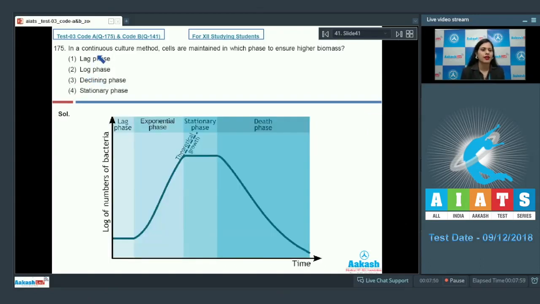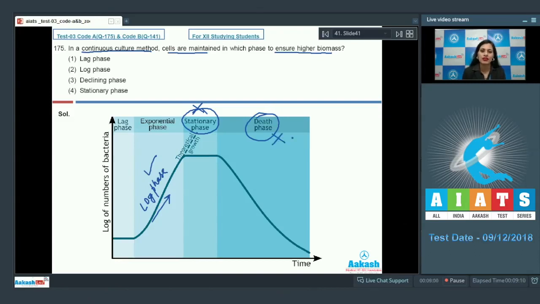Question number 175. In a continuous culture method, cells are maintained in which phase to ensure higher biomass? This graphical representation is for the bacterial cell growth, where initially the bacterial culture is in lag phase, which is followed by a log phase or an exponential phase. This is log phase. And it is during this phase the bacteria are growing exponentially. And in this continuous culture method, cells are maintained in this phase to ensure higher biomass. Because this is followed by stationary phase where the number of dividing cells is equivalent to number of dying cells. So we don't need this phase. And this is followed by a death phase where the number of dying cells are more than the number of multiplying cells.